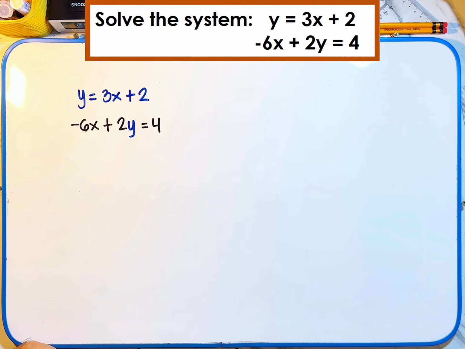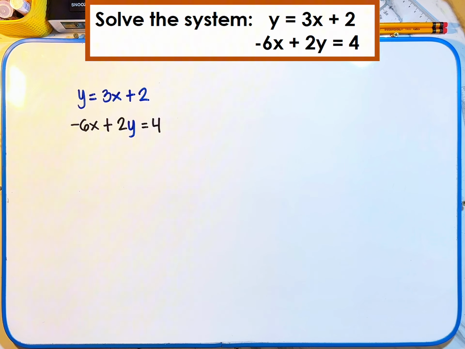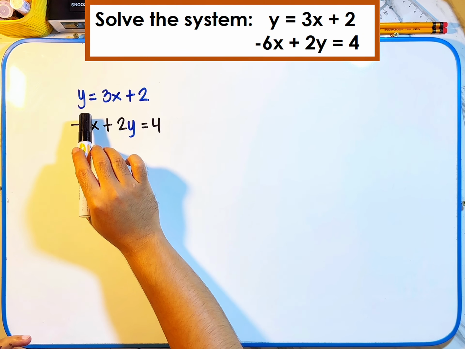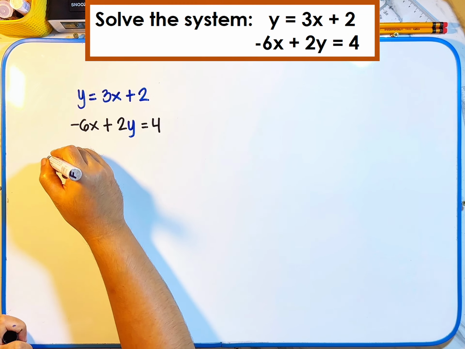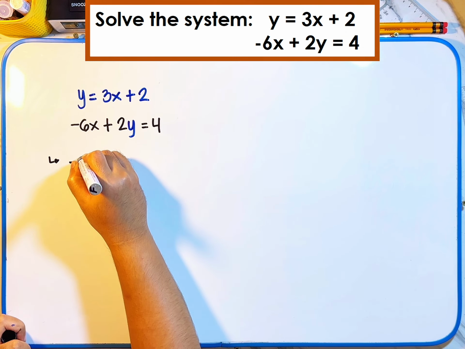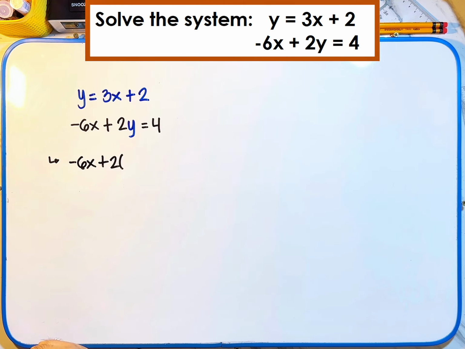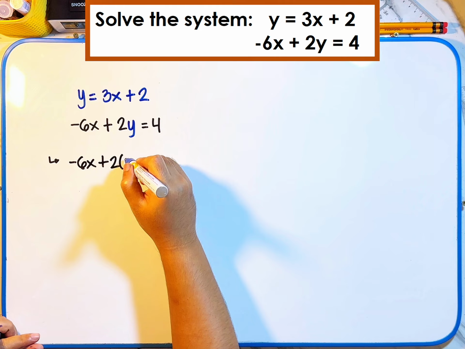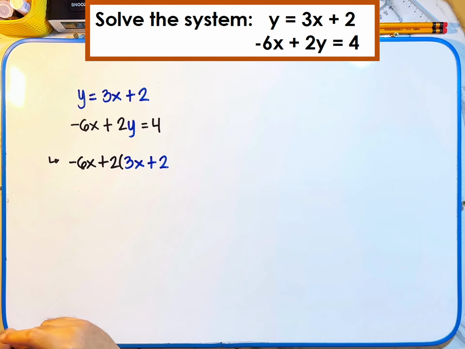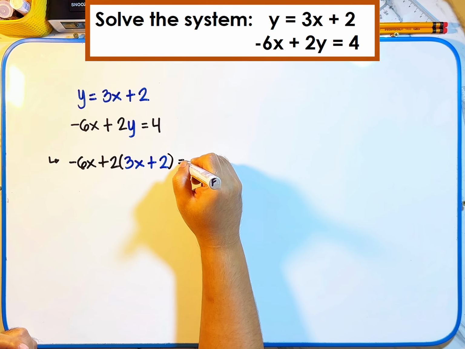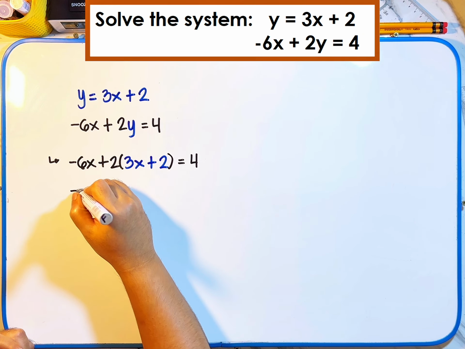Just like the previous problem, the first equation has the variable y already isolated. So we can just directly plug the y value into the second equation. We have negative 6x plus 2 times the variable y. y is equal to 3x plus 2. So 3x plus 2, and then equals 4. And let's solve for the variable x.